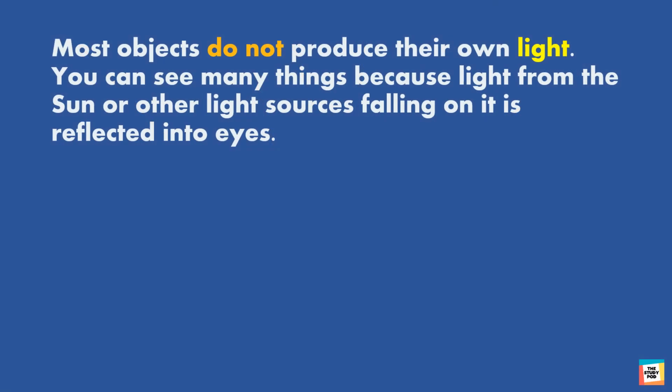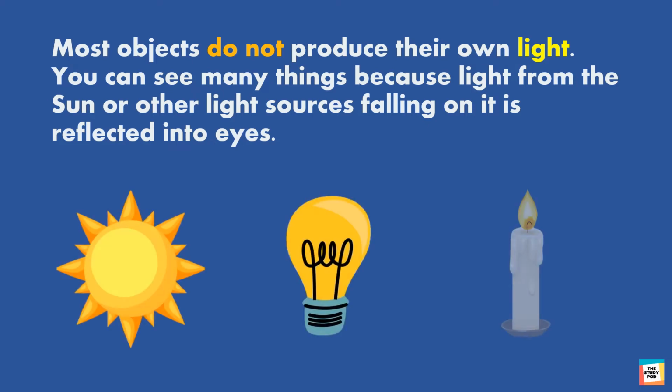Most objects do not produce their own light. You can see many things because light from the sun or other light sources falling on it is reflected into your eyes. Sun, bulb and candle are some sources of light. Can you name more light sources?